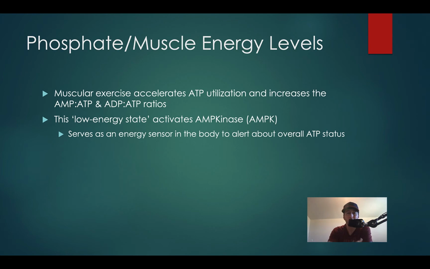Phosphate and muscle energy levels. Remember AMP, ATP, ADP, ATP ratios, all this. Essentially, muscle exercise, muscle activity is going to accelerate the depletion of ATP. So we're going to get increasing ADP levels, or we're going to get decreased ATP to ADP ratios. And we're also going to get increases in AMP. And AMP is adenosine monophosphate. And what those represent is low energy status.